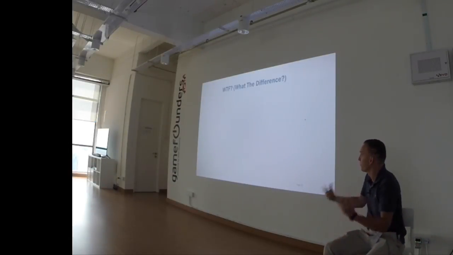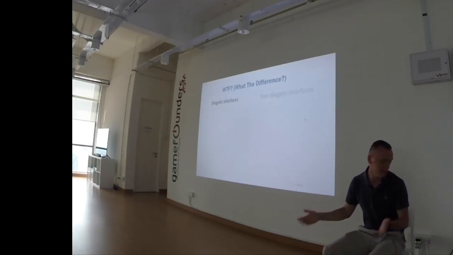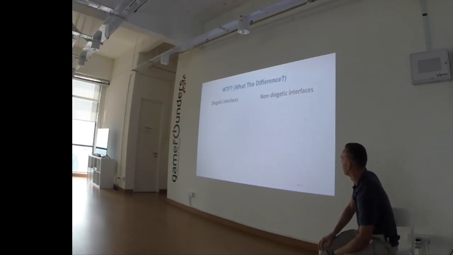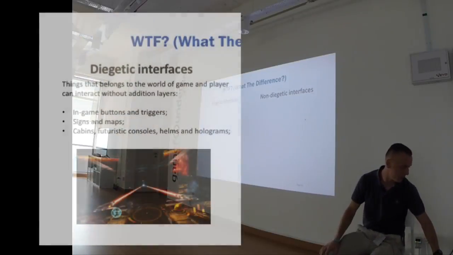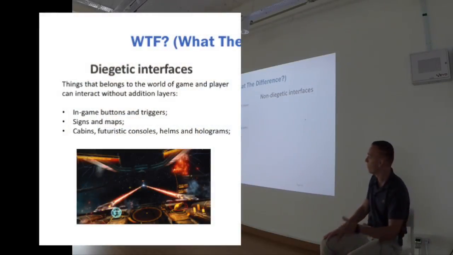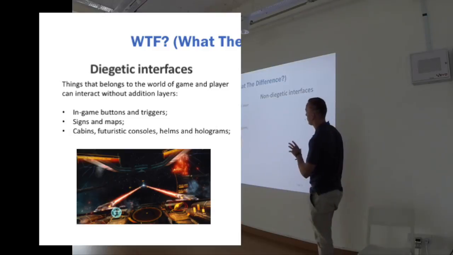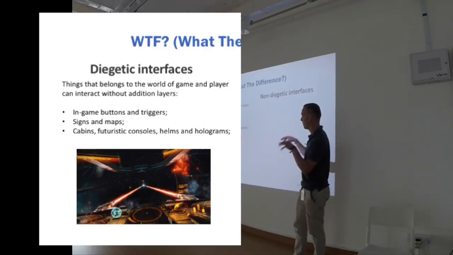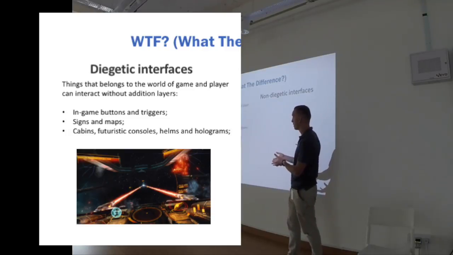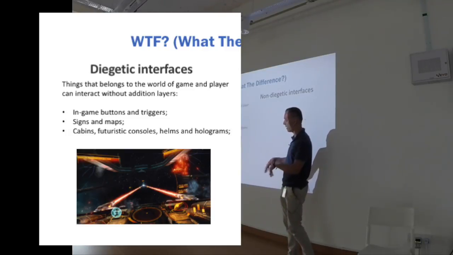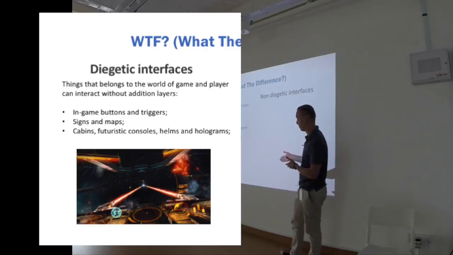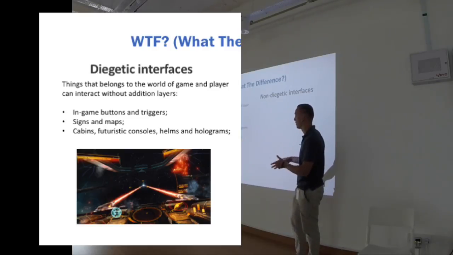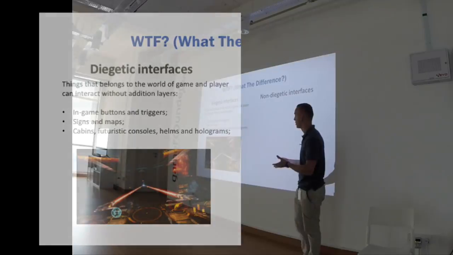And you probably ask me what's the difference and what the hell are these diegetic and non-diegetic interfaces. So it's actually pretty easy to understand. The first one, diegetic interfaces, is everything that exists in the game world. So whatever you create, there's something that exists in the world, and the player and the character that you control can see these things, as well as the user.